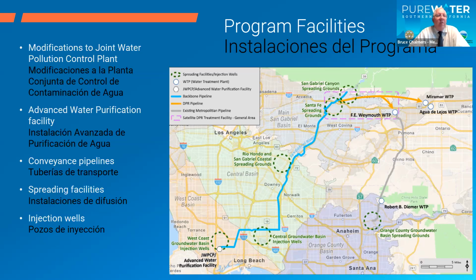The dashed circle areas are spreading facilities and locations for injection wells, which will take our purified water and put it into the ground for what we call indirect potable reuse. The brownish line at the top will connect our IPR facilities to Metropolitan's treatment plants in La Verne at the Weymouth plant and to the Diemer plant in Orange County. We will also have facilities to convey the water east into the Three Valleys Water District and the Inland Empire Utilities. Next slide.